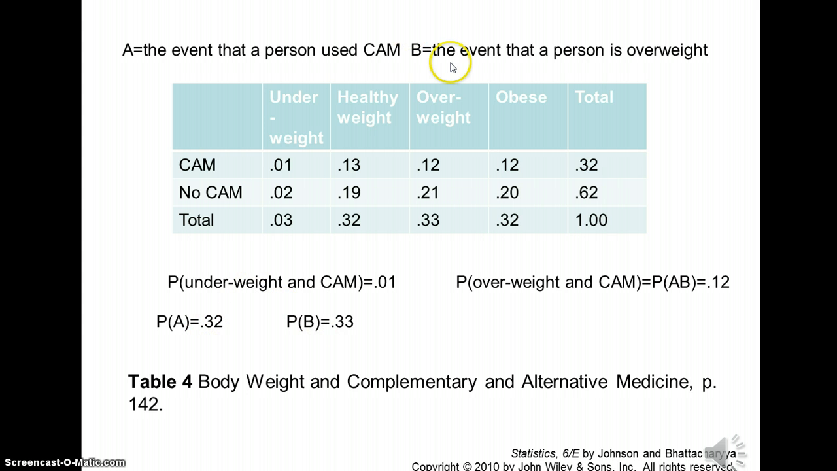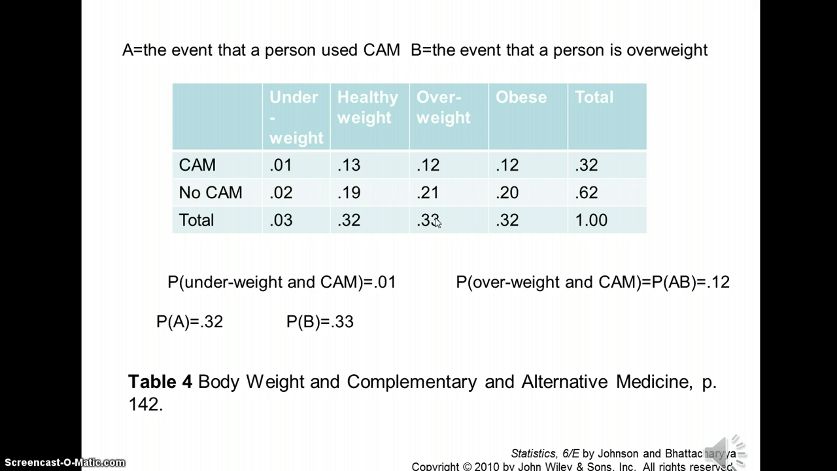And the probability of B. If we use B to mean the event that a person is overweight, what's the percentage of people who are overweight? We look at the overweight: 0.12 plus 0.21, we get 0.33. So that's the probability of B. So 12% of people are overweight and use the CAM, and 21% are overweight and did not use CAM. Adding them together, they use CAM or did not use CAM, but they're all overweight. So we got 33% of people.